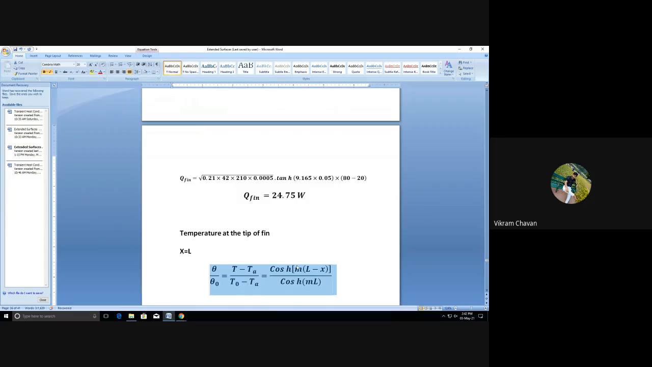In this case, the temperature distribution equation is (T minus T A) divided by (T naught minus T A), which is equal to cos hyperbolic of m multiplied by (L minus x), divided by cos hyperbolic of m multiplied by L. Where is the tip situated? The tip is situated at a distance of L meter, at the end of the fin. So we can consider x is equal to L in that temperature distribution equation. Put all the values and consider x is equal to L, then we will get the answer.